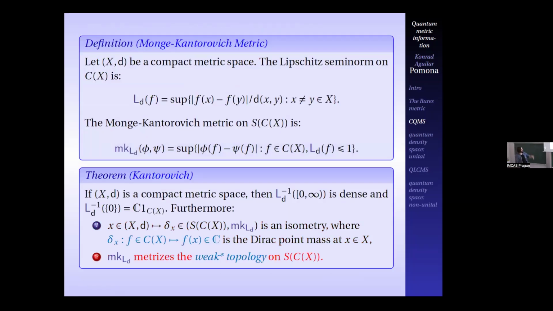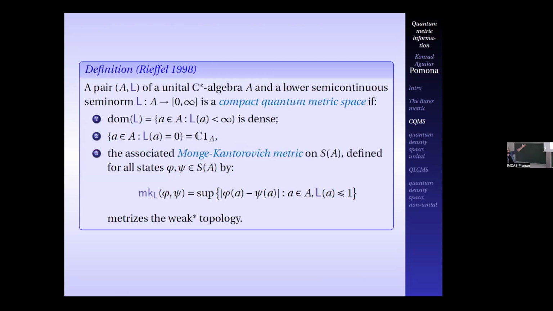Here's this result due to Kantorovich, which Otter mentioned. In the classical case, you get metrization of the weak-star topology on the state space. And here's a variation of the definition Otter gave. Again, this is not even Rieffel's original definition; he used order unit spaces, for example. You can also define things on the whole C*-algebra, and there are many variations. But this has the main things: a dense domain, vanishing only on the scalars, and you require this metrization of the weak-star topology.